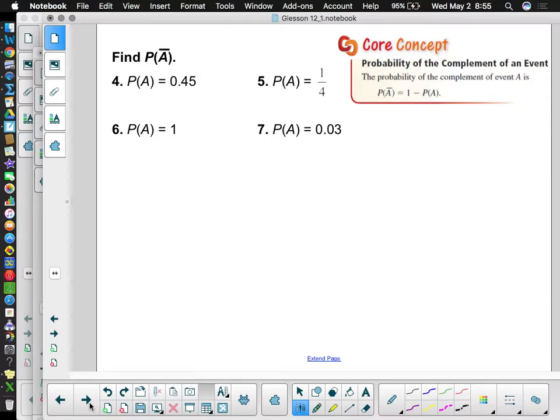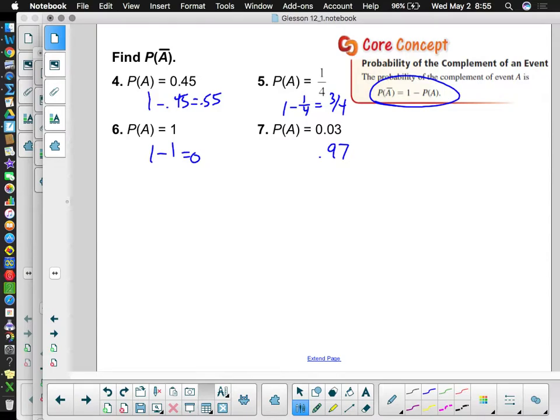The complement of an event is simply 1 minus the event itself. So if the probability of getting A is 0.45, the probability of A bar, notice how we notate it, A bar means a complement, is 1 minus 0.45 or 0.55. This would be 1 minus 1 or 0. This would be 0.97. 1 minus 1/4 is 3/4. So that's a really simple concept. If you run into those problems on the homework, those would be really super fast.